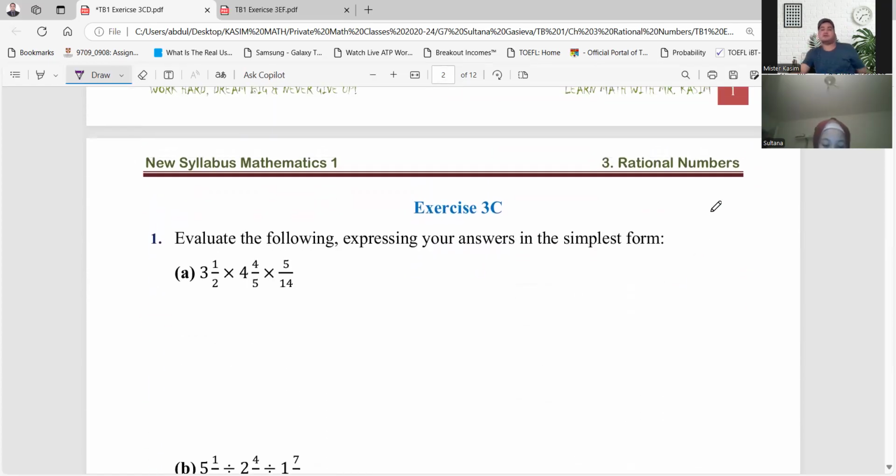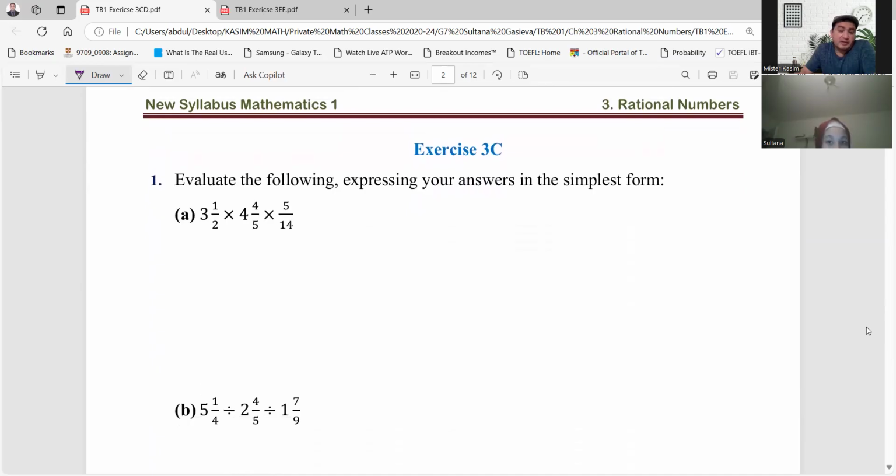Okay, let's continue. Now you try this question yourself. I'll give you 90 seconds. The first step, convert all the mixed numbers to improper fractions. And after that, draw a single fraction line. Write all the numbers at the top, at the bottom, and simplify, and tell me your answer. Okay, 90 seconds.